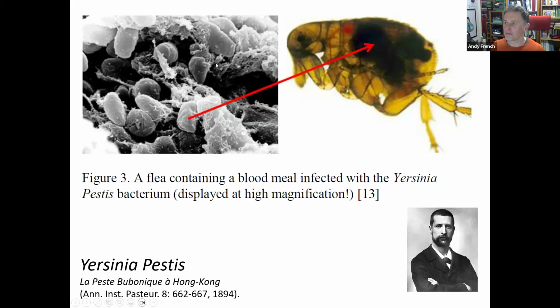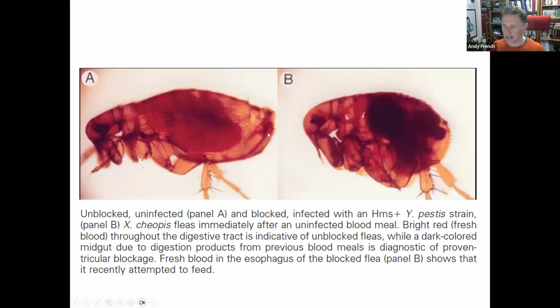It was the Hong Kong plague. Of course, it was the same thing as the Black Death. But at the time, in the late 19th century, they were able to isolate it and figure out this was actually a bacterium, and that's what you find inside fleas. So there we are, Alexander Yersin, 1863 to 1943. Here's a very sad looking flea with the blood meal containing Yersinia pestis, and this is your healthy flea.